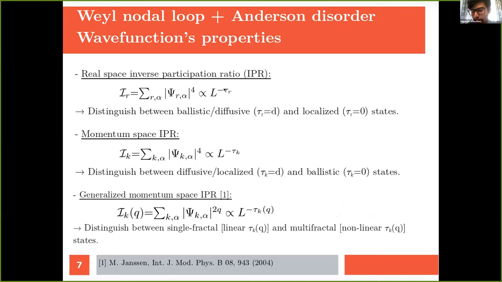So in the diffusive phase, your wave function is extended in real space, okay? So this quantity should actually scale with the system dimension. In the localized phase, your wave function is localized in some region in space, okay? So therefore, you shouldn't observe any scaling of this quantity as you increase your system size, because your state will always be localized in some region in space, okay? So yeah, you can definitely distinguish those two cases. Okay, thank you very much.